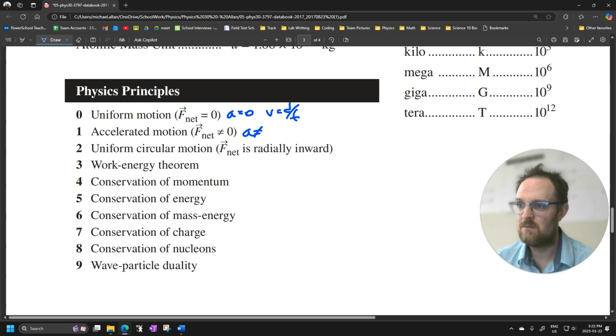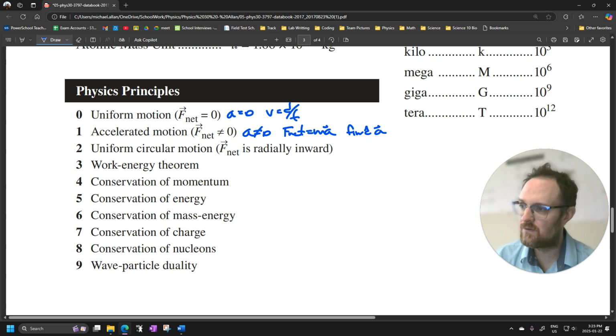not equal to 0, and I calculate F net by going m times a, or I have to find a somehow, right? You have to find a using any of those other 5 formulas up there, then that's going to be accelerated motion. Uniform circular motion, that's if you have to calculate v_c using 2 pi r over t.